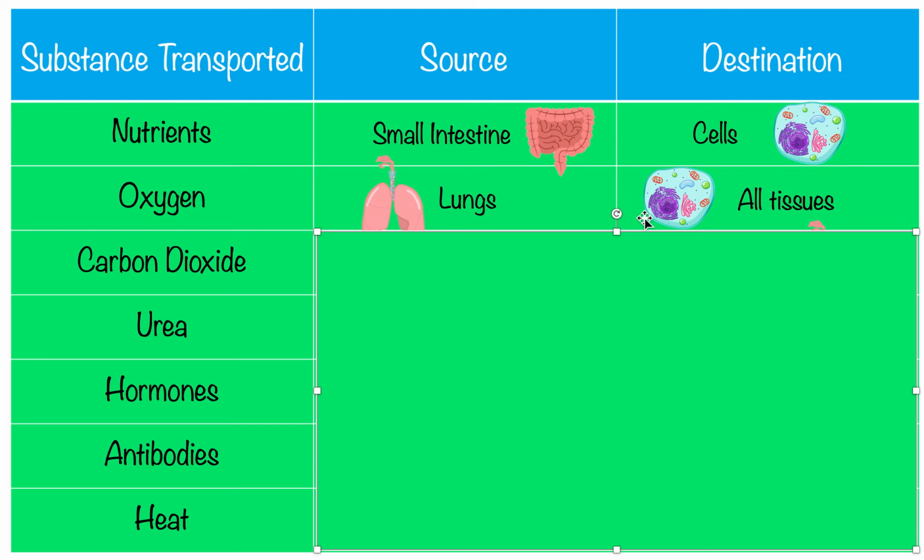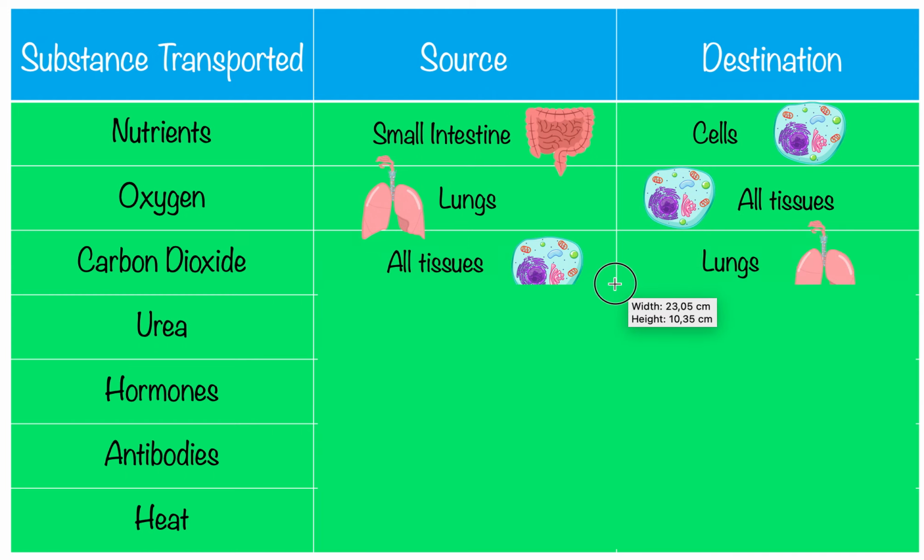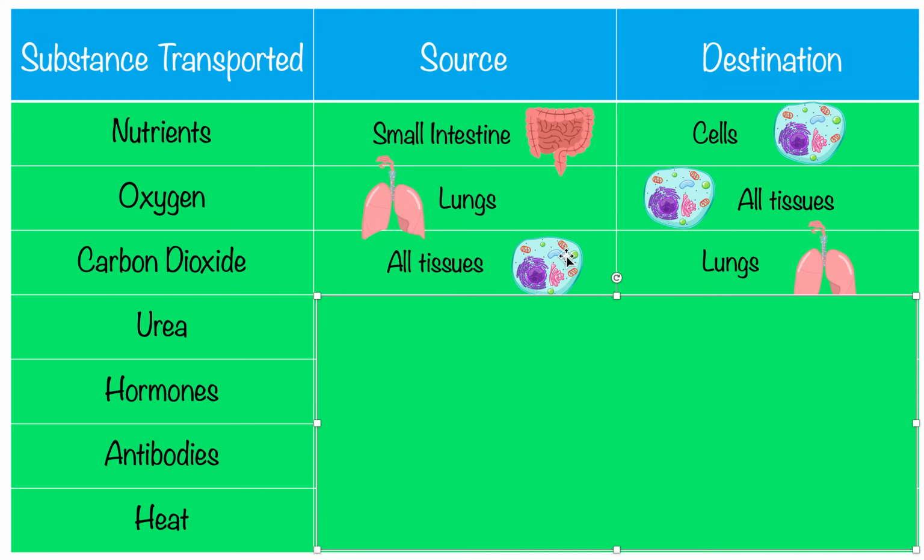Cells are all tissues, same thing. What about carbon dioxide? That's the waste product, right? That's the thing we want to get rid of. So it's going to be the opposite of this oxygen one. It's going to come from all the cells that made it, all those cells that made this waste product, and it's going to be taken to the lungs that will get rid of it.